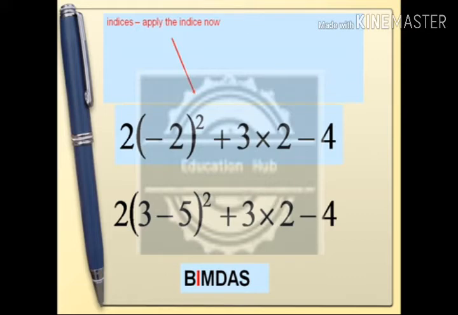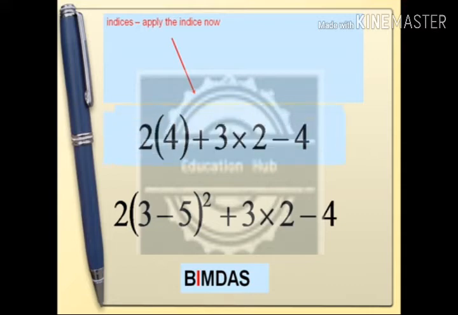If you have this idea, you can think I am going too slow, but I am going slow only to make you understand. Now see it: 2 minus 2. You can solve simultaneously also, then it will be better for you to understand. 2 into minus 2 square, that is 2 into 4. And the rest part, plus 3 into 2 minus 4, will be there.